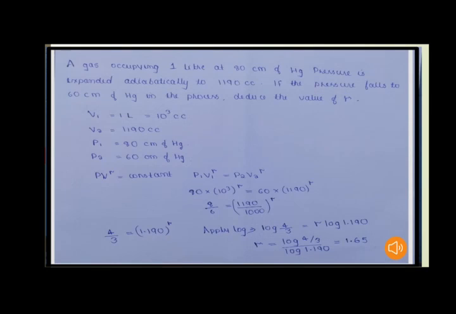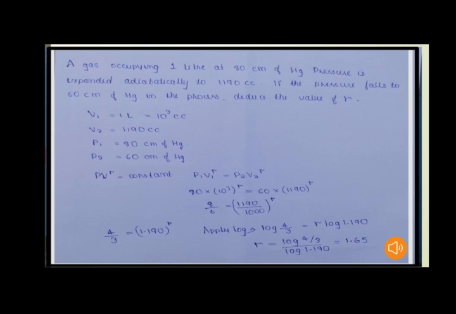So let's discuss a short question. A gas occupying 1 liter at 80 cm of mercury pressure is expanded adiabatically to 1190 cm cube. If the pressure falls to 60 cm of mercury in the process, find the value of gamma. So here we need to find the value of gamma, and all the necessary things are given in the question.